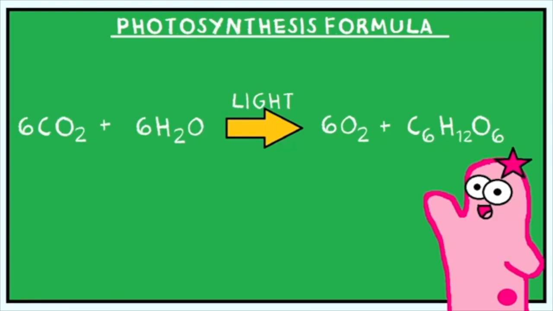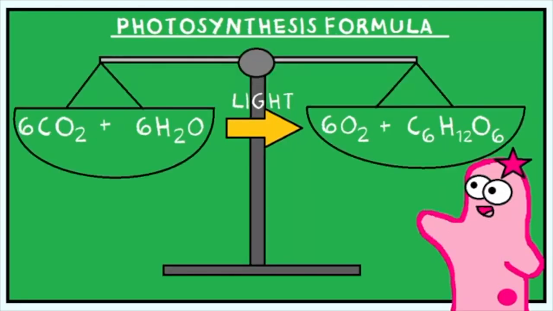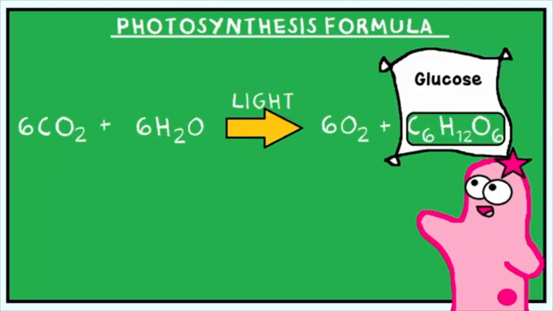Technically, it needs to be balanced, and sometimes light is written on top of the arrow just to show that it's in the presence of light, so it may instead look like this. The C6H12O6, that product, it's a sugar, specifically glucose.